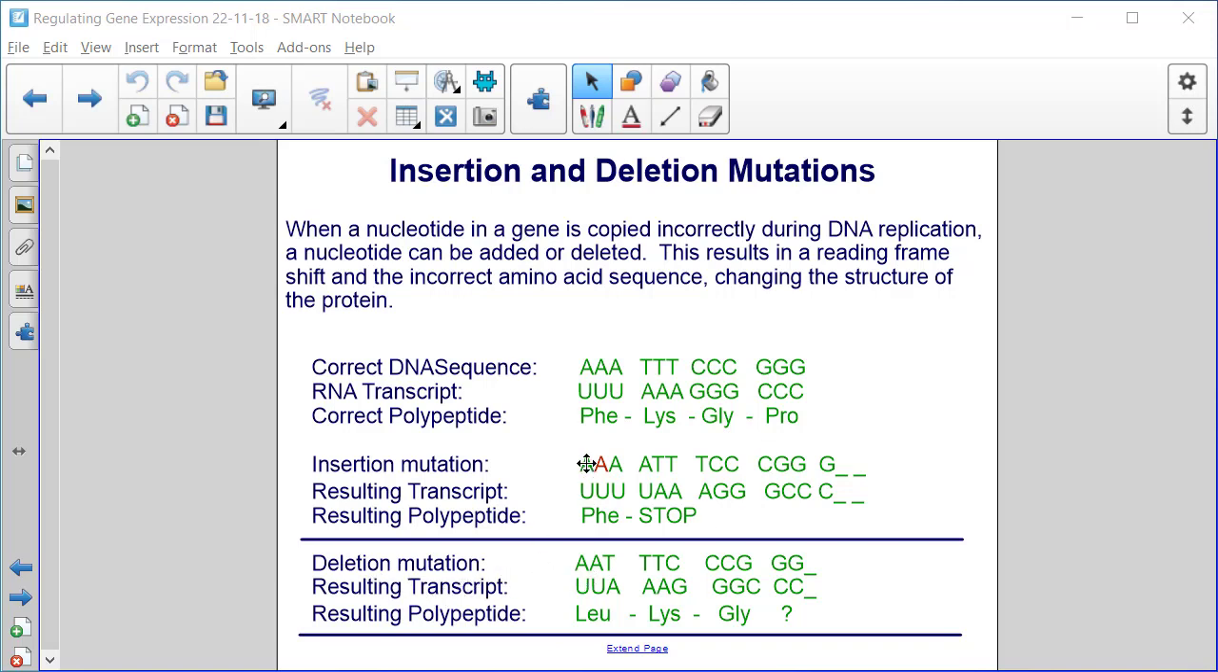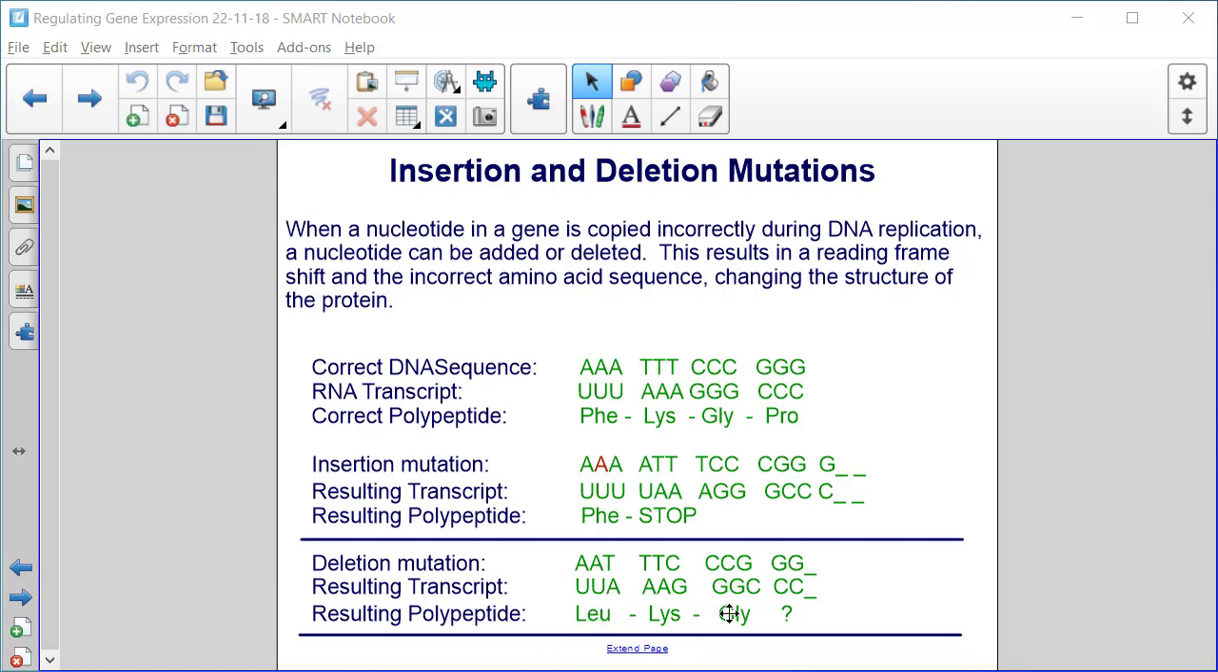That was an insert mutation. What if we delete one of the A's from this first 3 of the DNA sequence? If I delete it, then I get a transcript that's UUA instead of UUU, which is leucine. And then I have AAG. Now take a look at this. You see how this is AAG? This is AAA. Those 2 codons code for the same amino acid. And so does GGG and GGC, glycine here. So this first amino acid is incorrect.